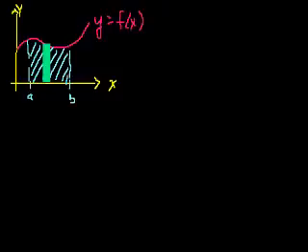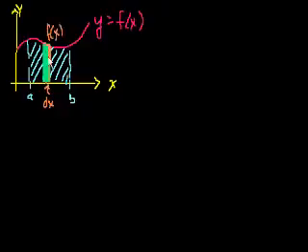Now the area of the rectangle is just base times height, right? But we're going to make these rectangles really skinny and just sum up an infinite number of them. So we want to make them infinitely small, but let's just call the base of this rectangle dx. And then the height of this rectangle is going to be f of x at that point, right? That's the height of that rectangle.